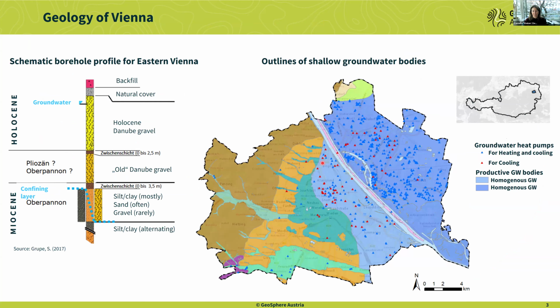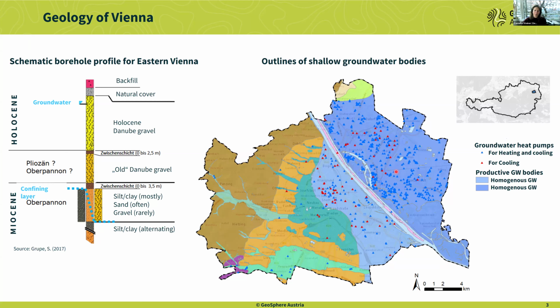Vienna is located in the Viennese Basin, so we have sediments here. And in the upper part, we have a very productive shallow groundwater body that covers the eastern part of Vienna. This is the groundwater body called Machfeld Aquifer. It's Danube gravels, and it already hosts about 800 groundwater heat pumps that you can see here as the triangles that are used for heating and cooling. And some of them are only used for cooling.